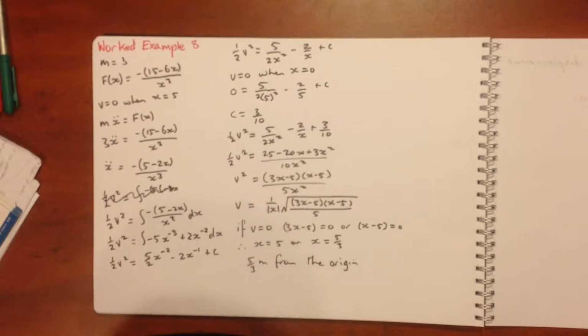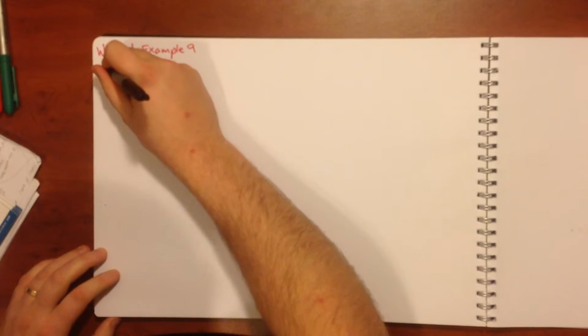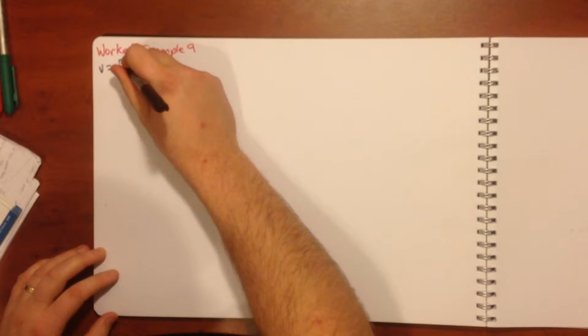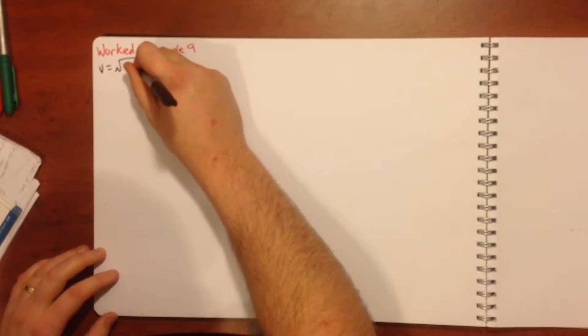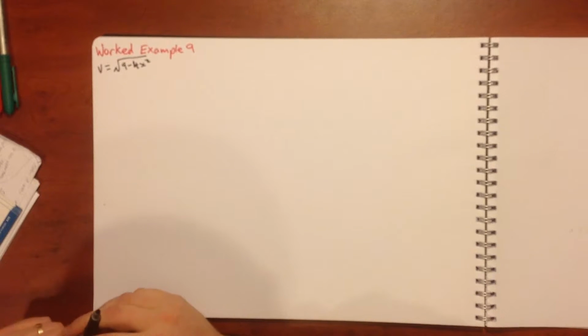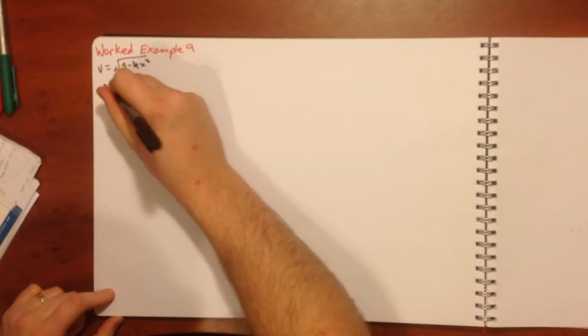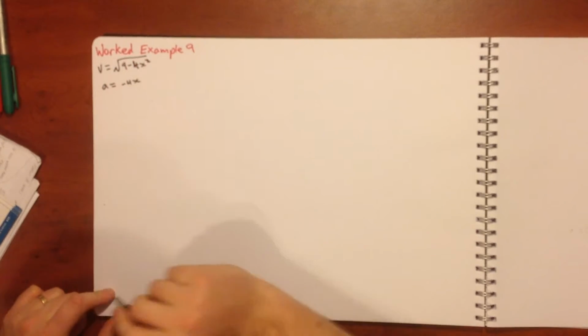Okay, and we'll finish that one off. So we're going to have a look at worked example 9 now. A body is moving in a straight line. Its velocity v metres per second is given by v equals the square root of 9 minus 4x squared, when it is x metres from the origin at time t seconds. Show that the acceleration is given by a equals minus 4x.